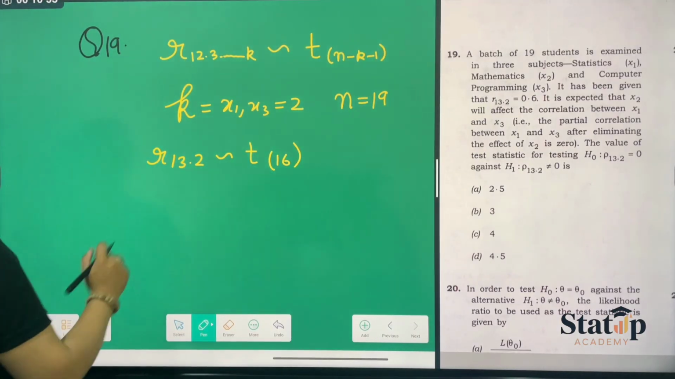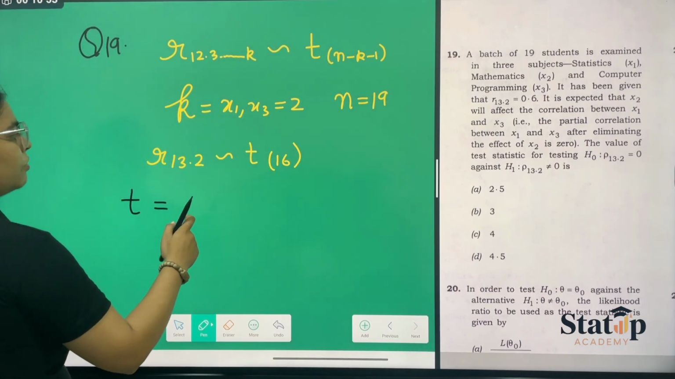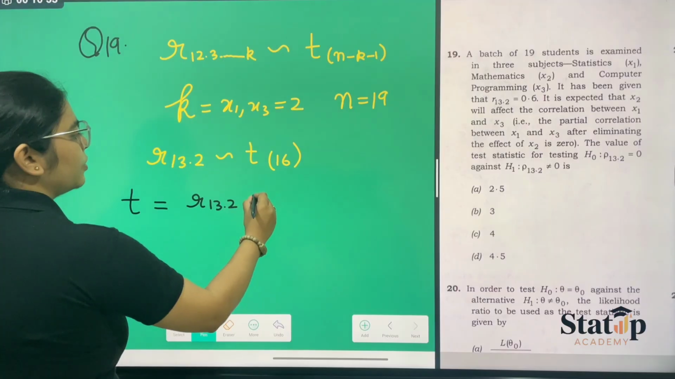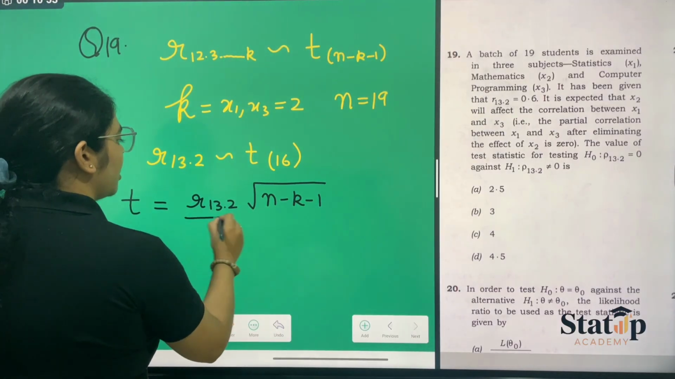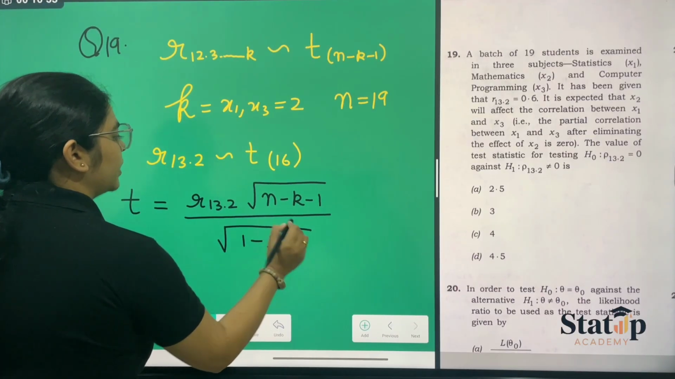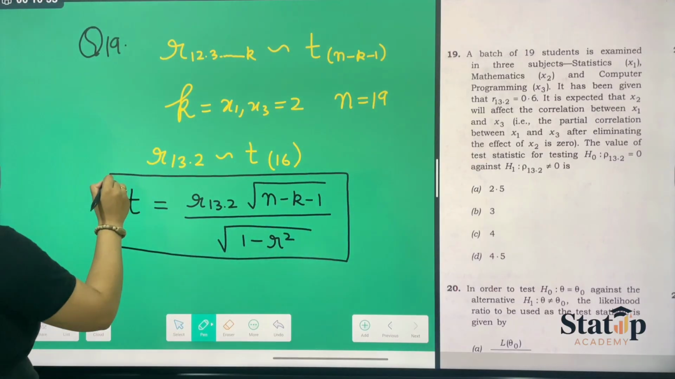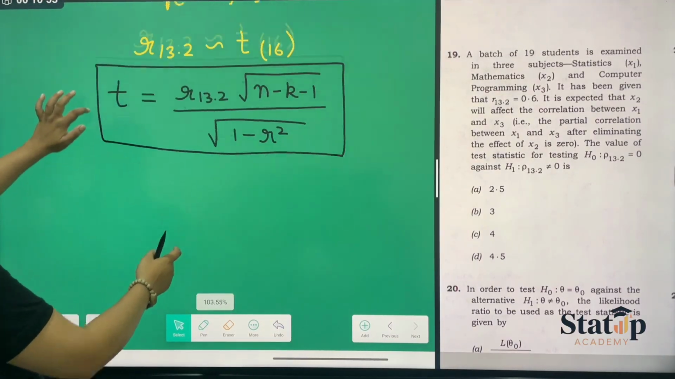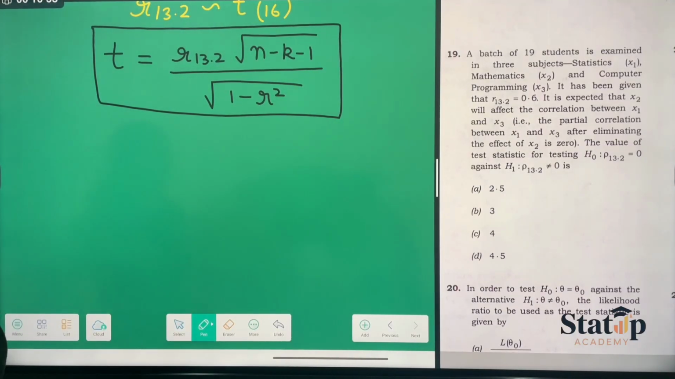Now we know the relationship between these two. The t statistic is equal to R13.2 into the square root of n minus k minus 1, upon the square root of 1 minus r square. This is the formula for calculating the t statistic when we only have the partial correlation coefficient. This exact formula came in one of the questions in paper 1 as well.